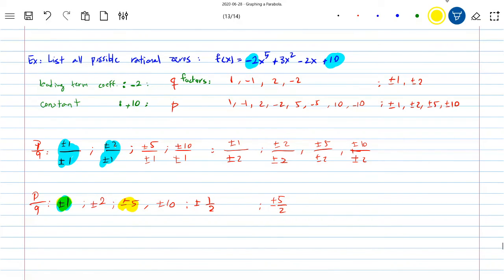So at the end, what are all the possibilities? Plus or minus 1, plus or minus 2, plus or minus 5, plus or minus 10, plus or minus 1/2, plus or minus 5/2. These are all the possibilities. So if there is a rational zero to this polynomial, one of these numbers should be that rational zero.